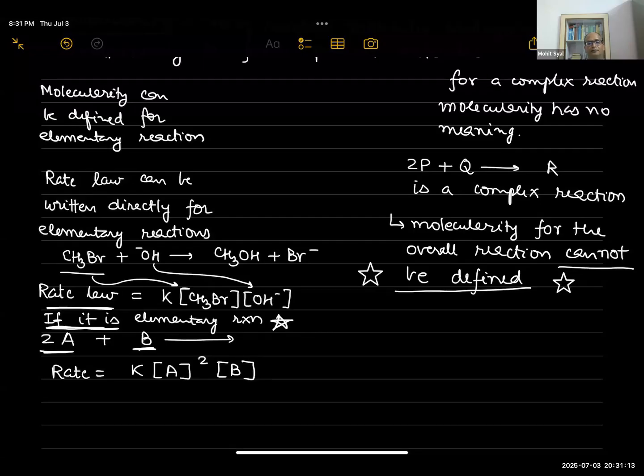Is it clear? Yes, sir. So it cannot be determined if it is a complex reaction.